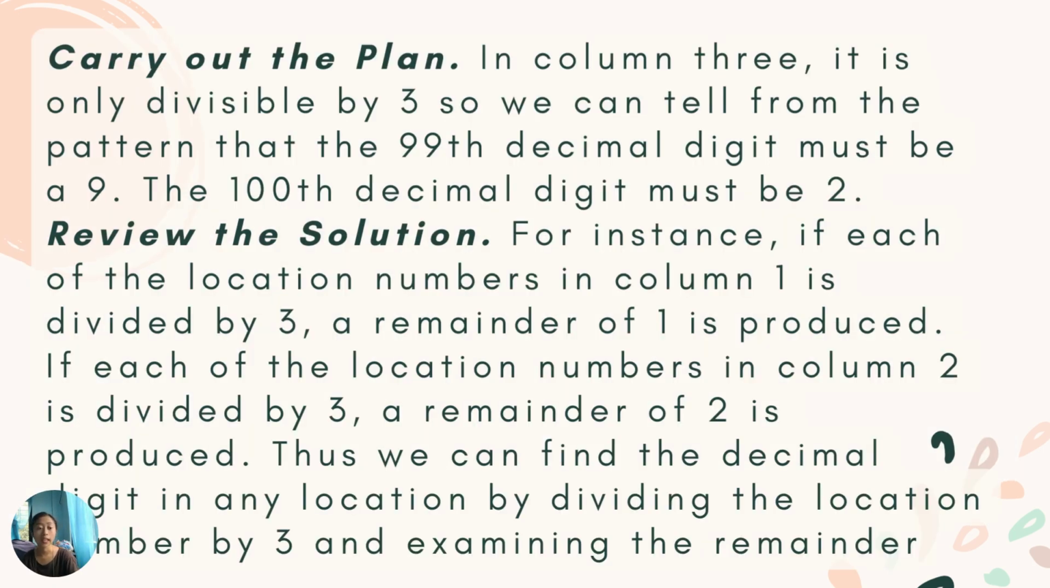Carry out the plan. Kumbaga, in column 3, it is only divisible by 3. Ito ay in column 5. Kumbaga, kung ilalapat talaga natin sa table, in column 5, it is only divisible by 3. So we can tell from the pattern that the 99th decimal digit must be a 9. Divisible by 3 ang 99.